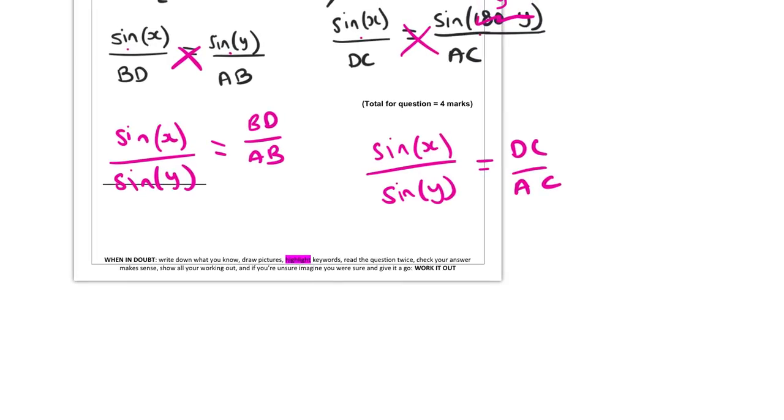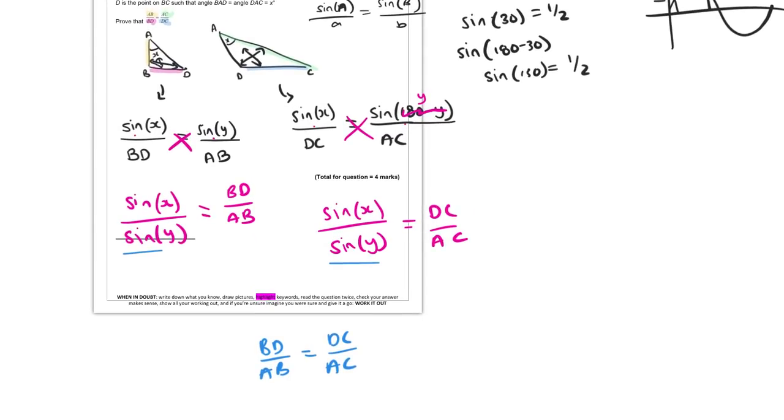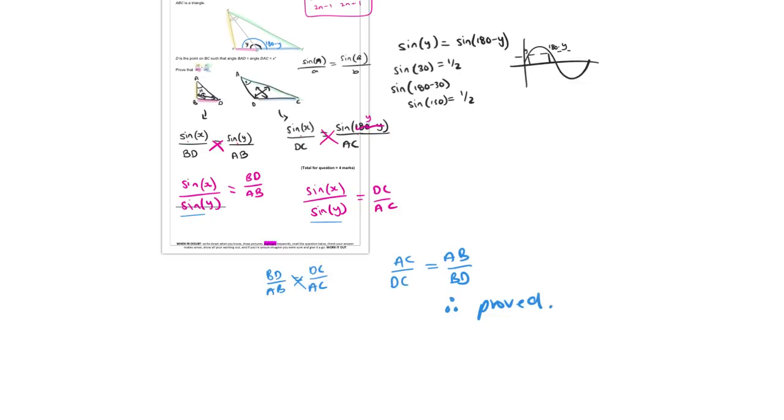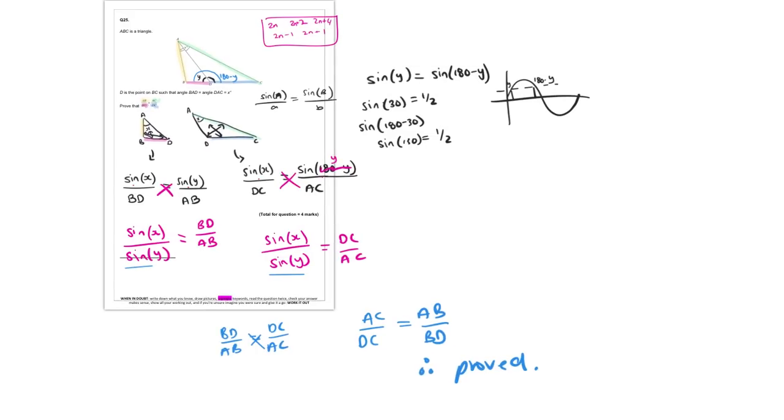Awesome. I can put these equal to each other because this equals this. So BD over AB equals DC over AC. Now, unfortunately, that's not what they want, but we can again technically cross multiply the whole thing again. So AC over DC equals AB over BD, because you can see here it's just been flipped. Therefore, proved. Wow, that was a difficult 4-mark question if you didn't know where you were going with that.